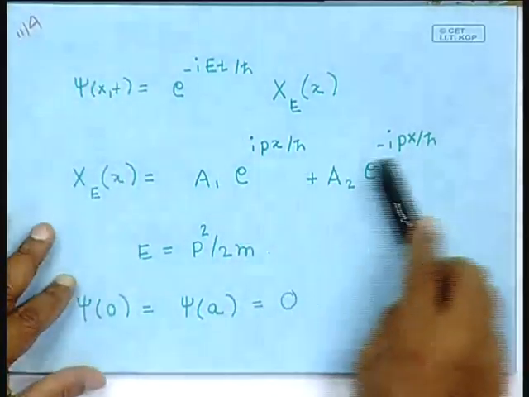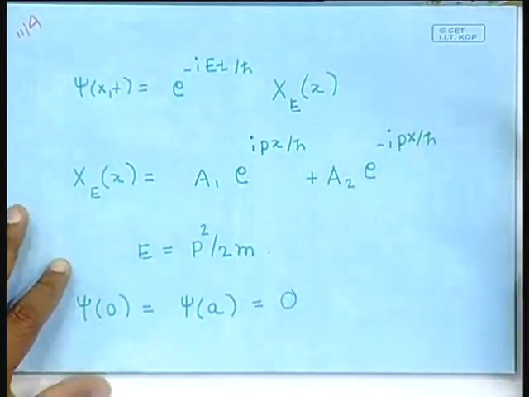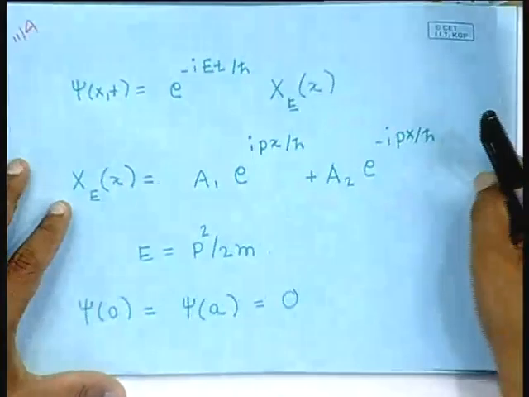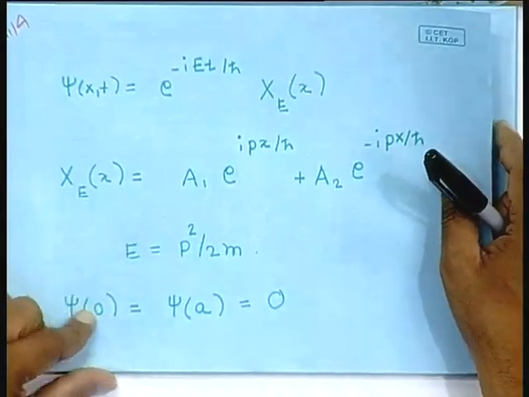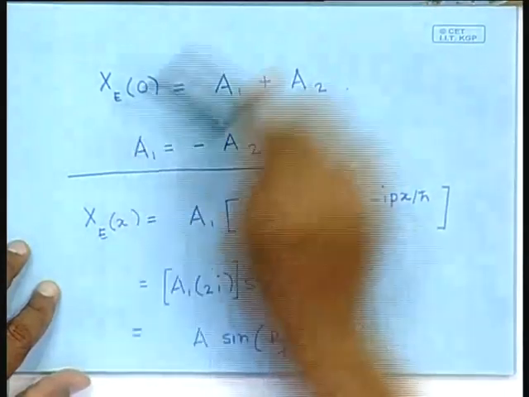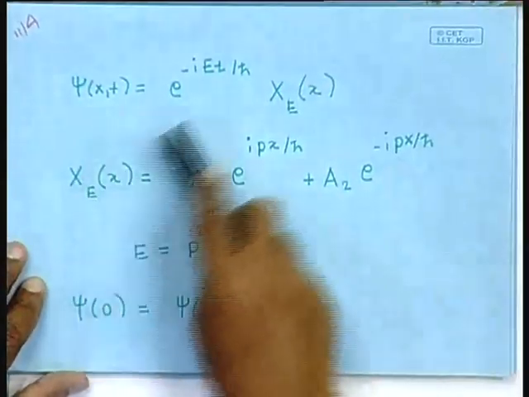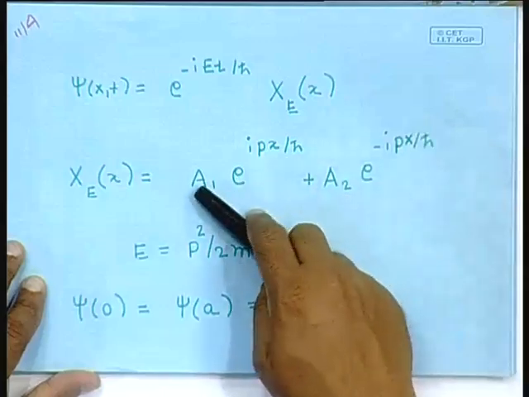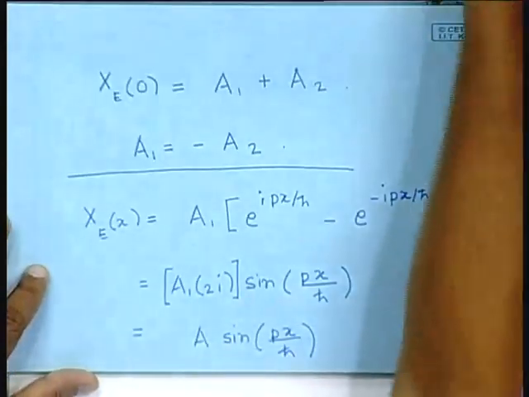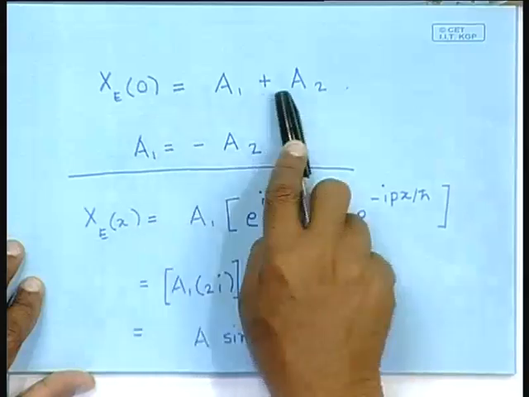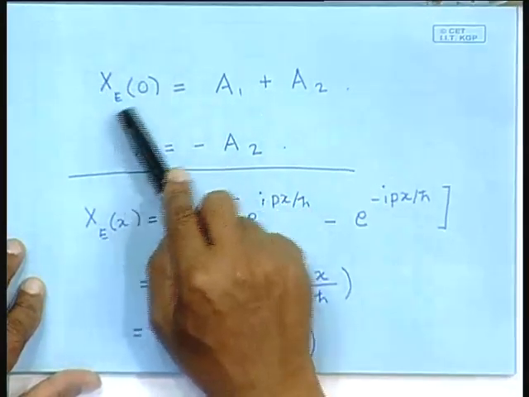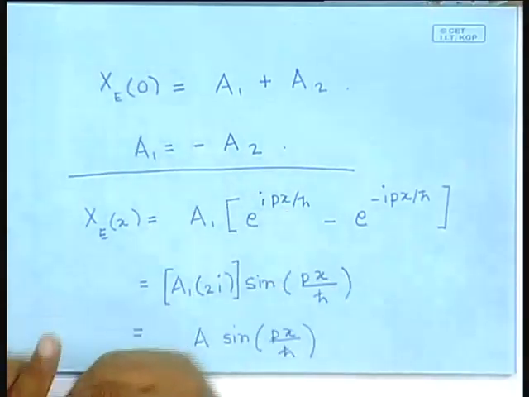So, we have to find superpositions of two such oscillating exponentials which vanish at x equal to 0 and x equal to a. We next applied the boundary condition that this wave function has to vanish at x equal to 0. So, we just put x equal to 0 here, and it tells us that a1 plus a2 must be equal to 0, which is what I have written here: a1 plus a2 is the value of this special part at x equal to 0 and this has to be equal to 0.